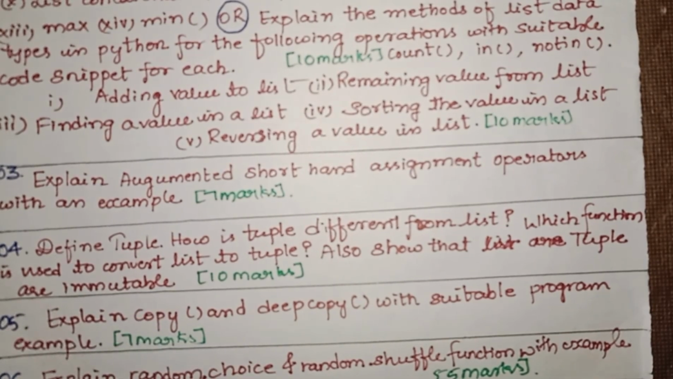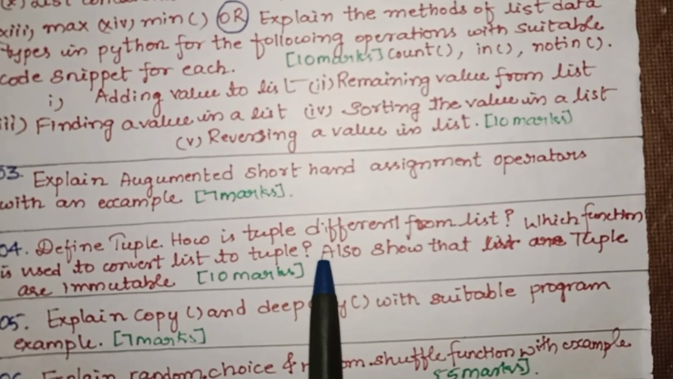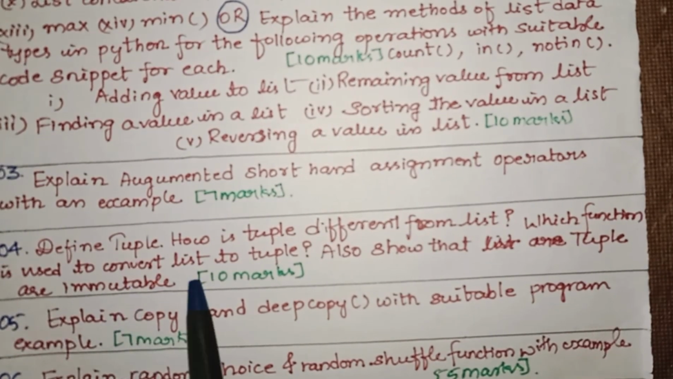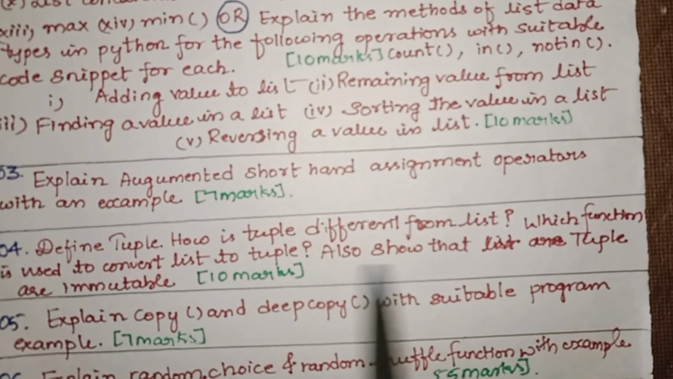So there you should define what is tuple, and you should explain how tuple is different from list. If we consider a list in Python, we can change the values in the list, but this is not the same case with tuple. Once we have entered the values or variables in a tuple, we cannot change them like a list. So this is the difference between tuple and list in Python. And you should explain which function is used to convert the list to tuple, and you should also show that tuples are immutable with a suitable example.